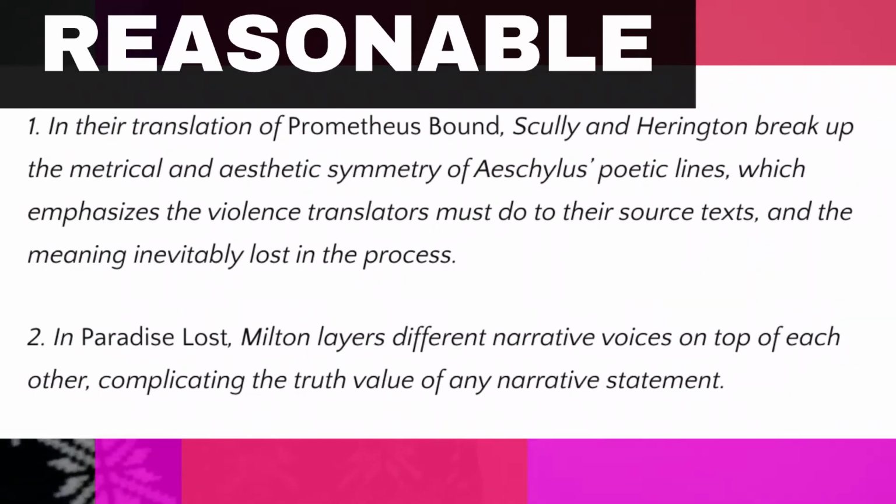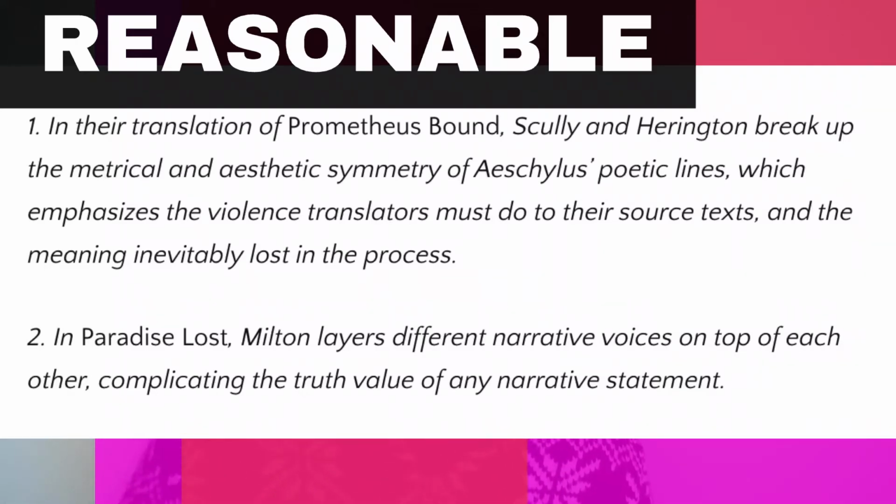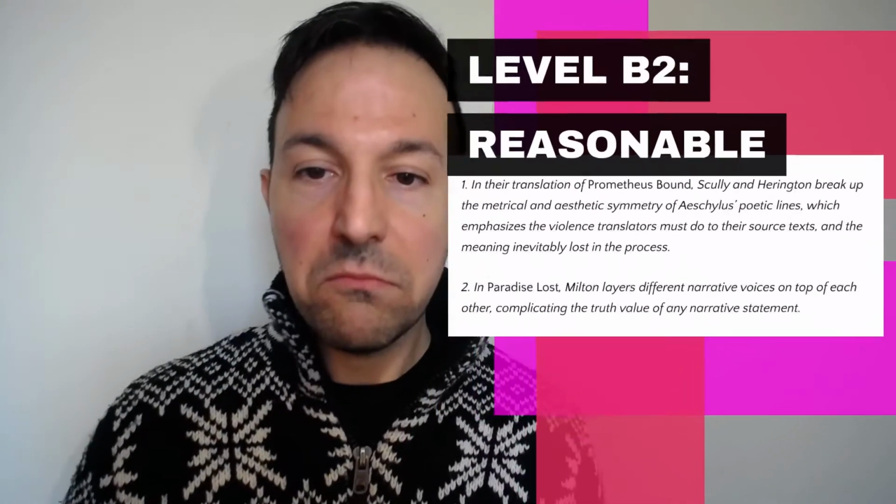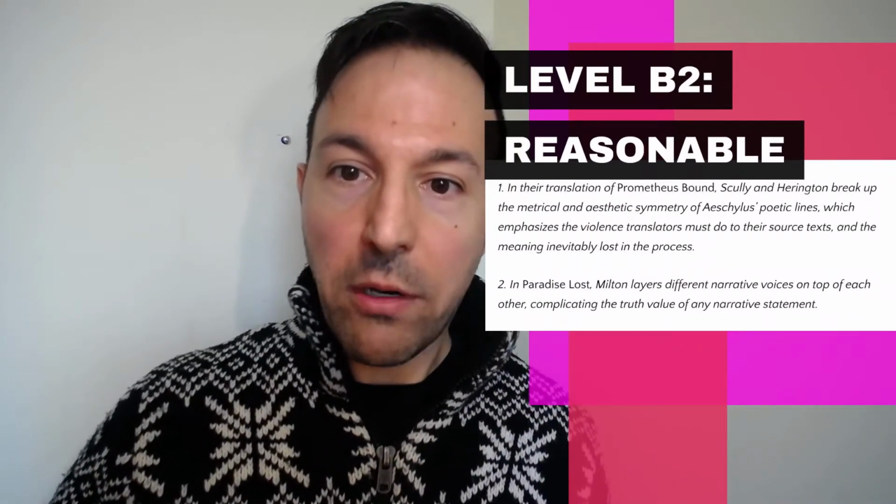Reasonable theses. In their translation of Prometheus Bound, Scully and Harrington break up the metrical and aesthetic symmetry of Aeschylus's poetic lines, which emphasizes the violence translators must do to their source texts, and the meaning inevitably lost in the process. Or, in Paradise Lost, Milton layers different narrative voices on top of each other, complicating the truth value of any narrative statement.